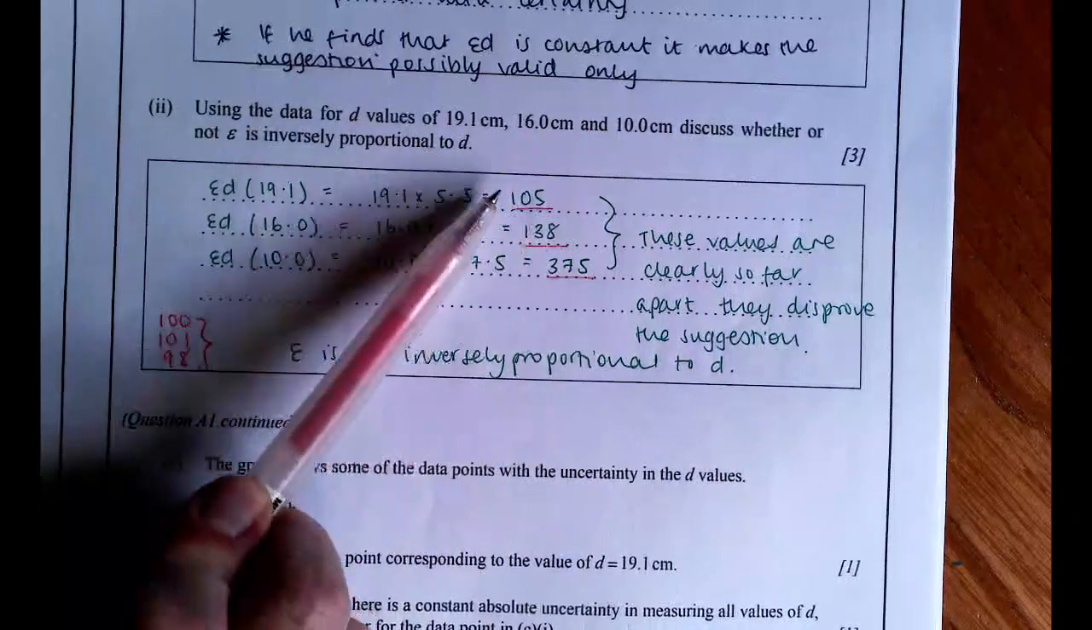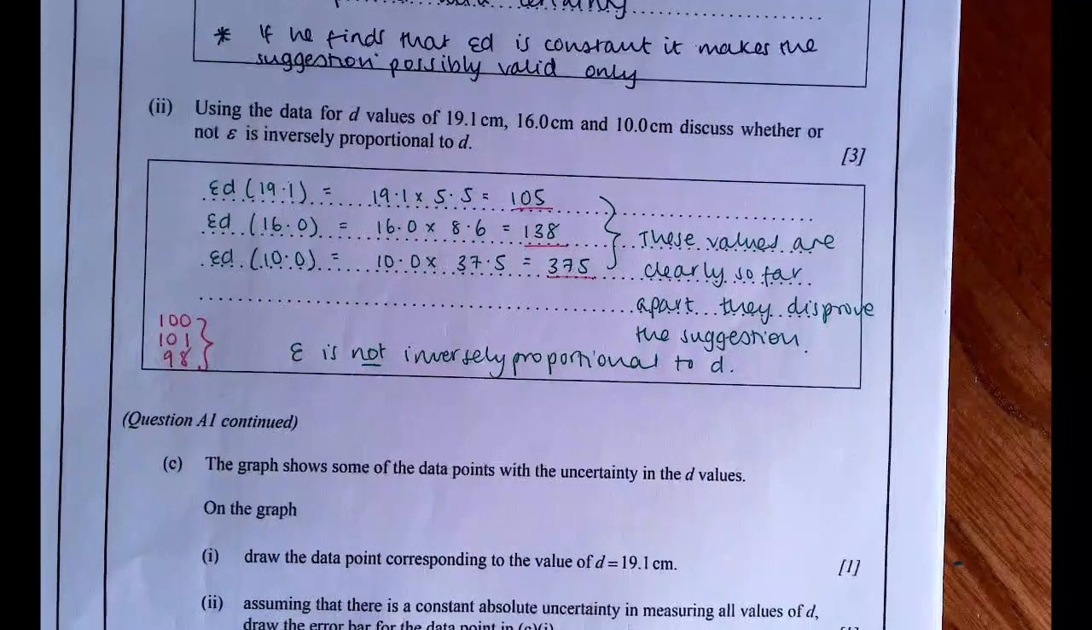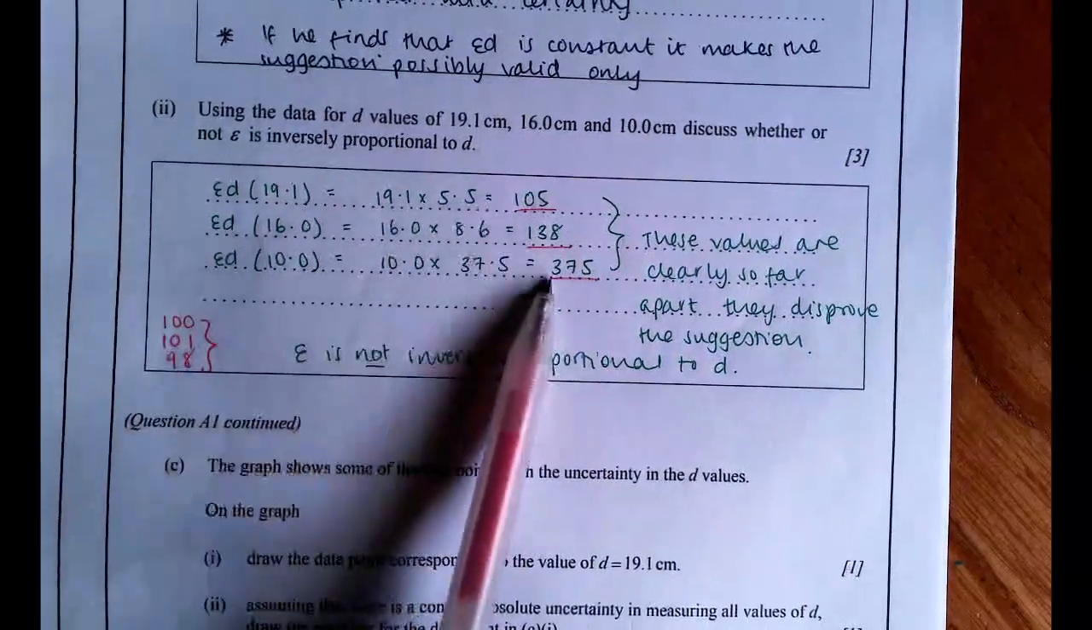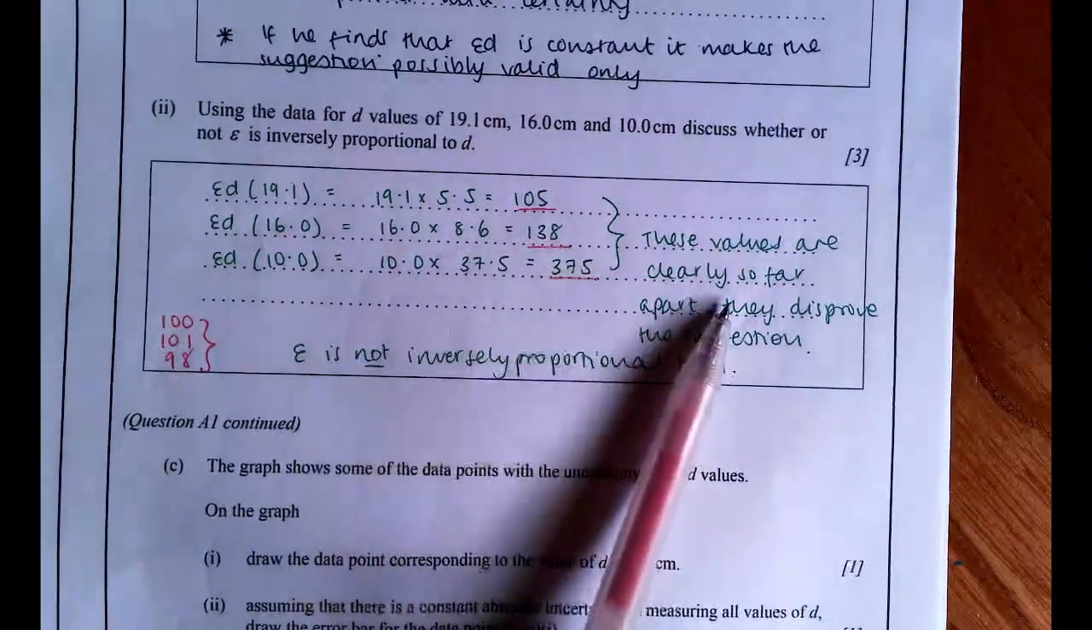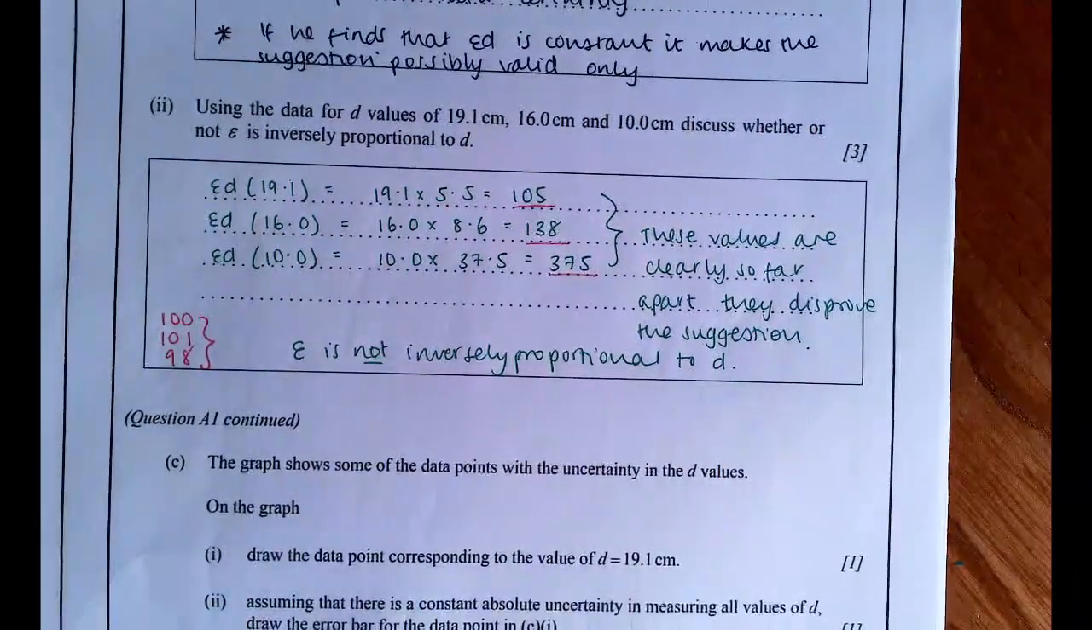But clearly our uncertainties are not going to be as large to give us this range. Okay, so you get 1 mark for calculating, 1 mark for stating that they're so far apart, and then 1 mark for saying that it's not inversely proportional.